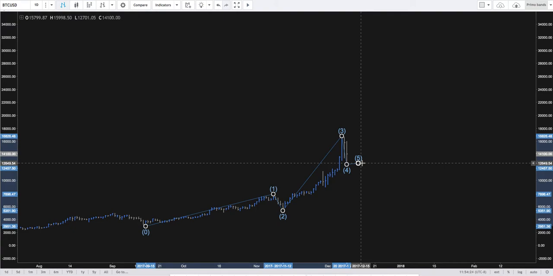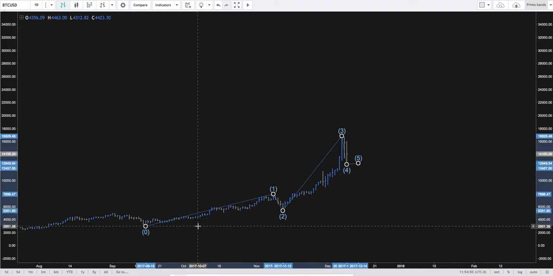So how do we use that for targets? How do we use that information to determine where we think the correction ends, and also, if we were to open a long, where do we put our target price? Where do we get out? Okay, that's really important if you're going to trade actively. So now that I've got an idea of where I think the waves might be, I'm going to rely on Fibonacci tools to give me some ideas.